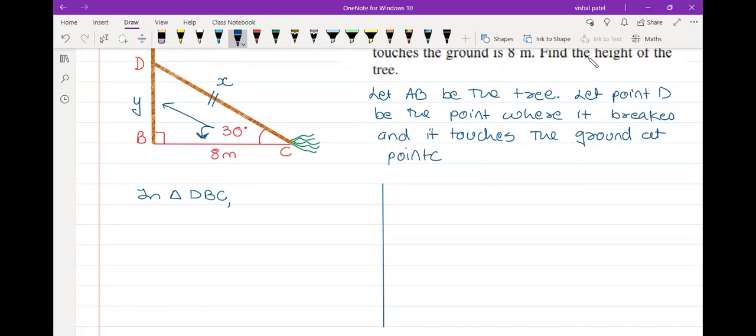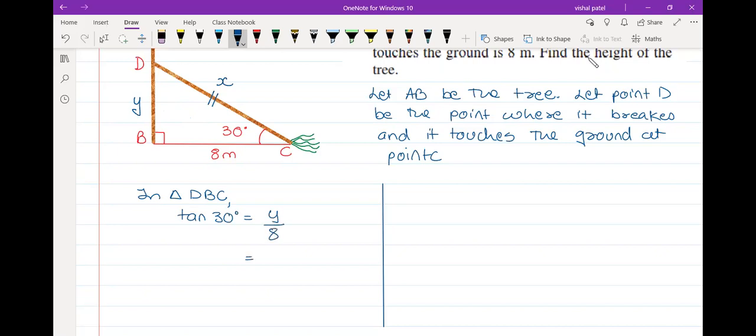Can you tell me, students, कौन सा ratio होगा ये? Y is opposite and 8 is adjacent. Can you tell me what will be the ratio? Which ratio should I use, students? Opposite upon base is what ratio? Anyone? Tan theta. Yes, very good. So tan 30 equal to y upon 8.